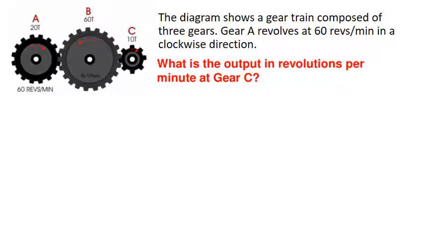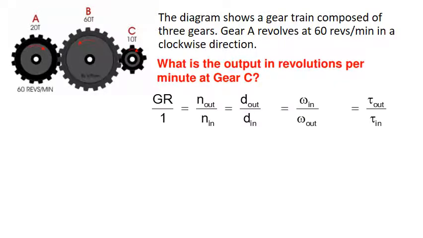So I'm going to jump right into this problem and write down the formulas we've seen before. We have gear ratio equals number of teeth out divided by number of teeth in, equals diameter out over diameter in, which is also equal to angular velocity in over angular velocity out, which is equal to torque out divided by torque in. Well, I've got to figure out what I know and don't know. They tell me that A is 20 teeth, B is 60 teeth, C is 10 teeth. They also let me know that A is 60 revolutions per minute.